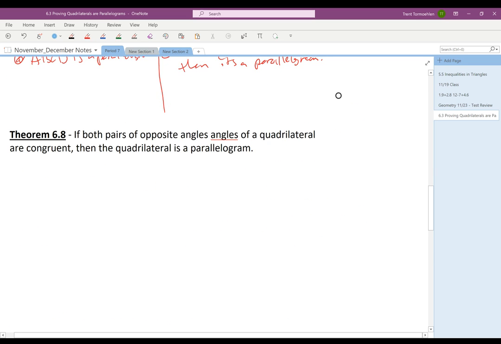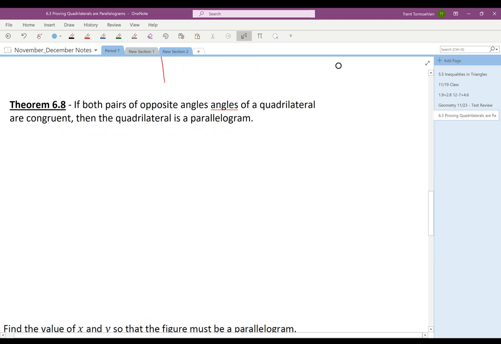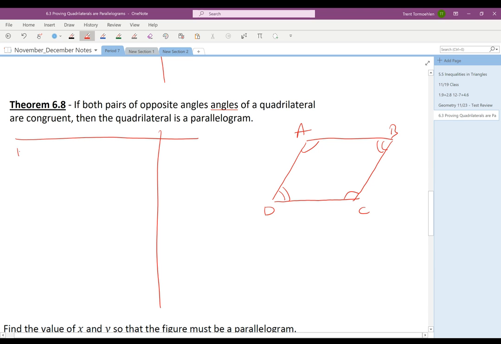Our last theorem here from this section says if both pairs of opposite angles of a quadrilateral are congruent, then the quadrilateral is a parallelogram. So again, same idea. You're given that angle A is congruent to angle C and angle D is congruent to angle B. And you want to show that this quadrilateral is a parallelogram. This one actually uses a totally different method to prove true. We say angle A is congruent to angle C and angle B is congruent to angle D. But that was what's given to us.